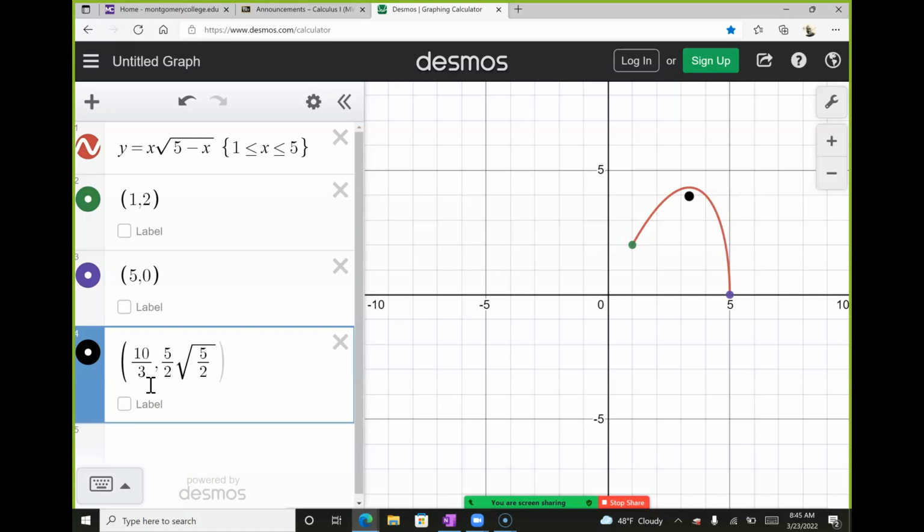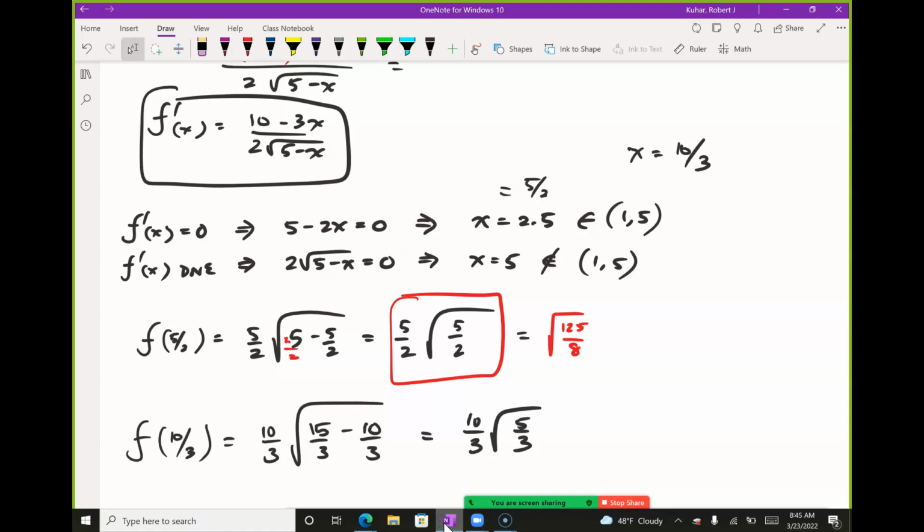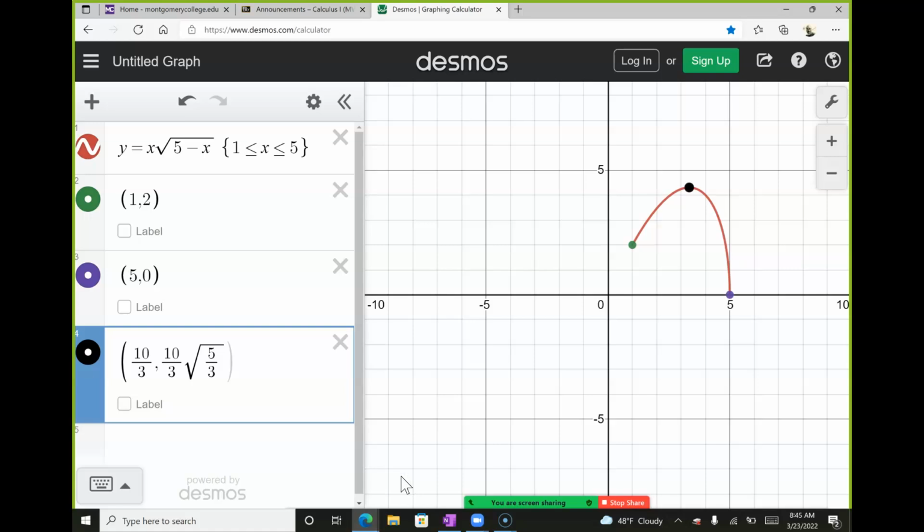10/3. And then what did I have here? 10/3 and what did I have inside? 5/3, yeah. There it is. That's the one. Look at that. Made a mistake. Knew I was wrong because I looked at the graph, right? So we're going to really do well on this test.